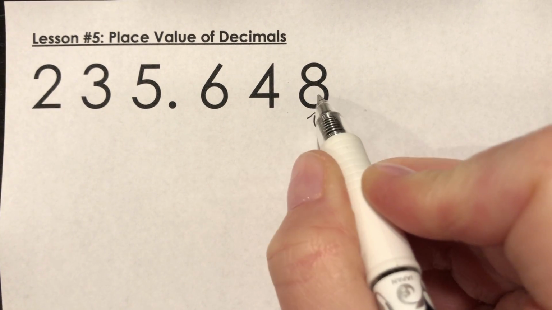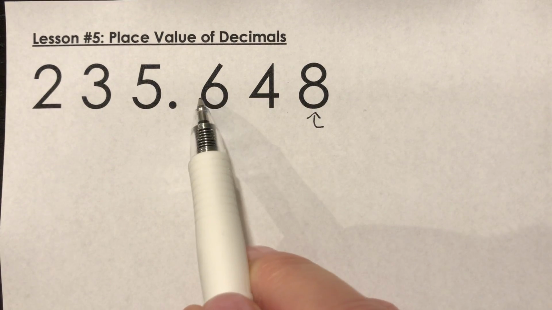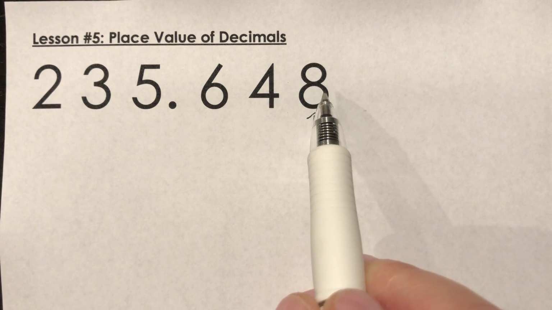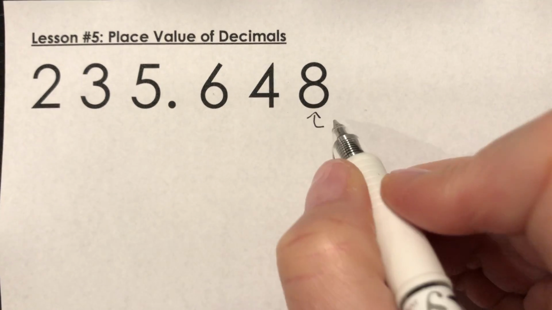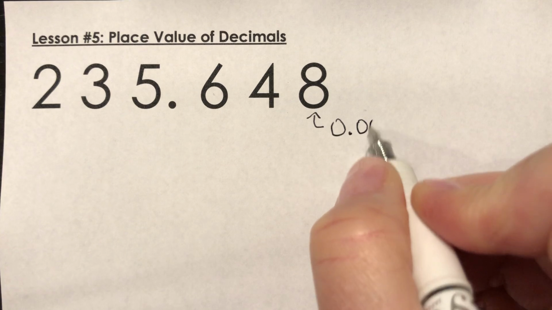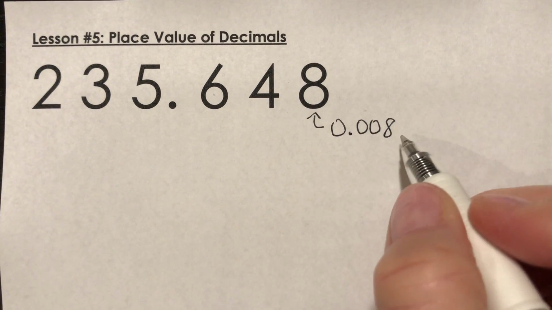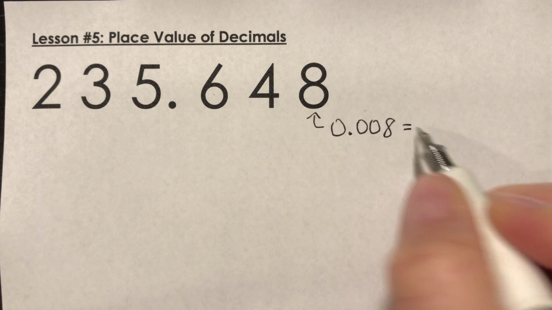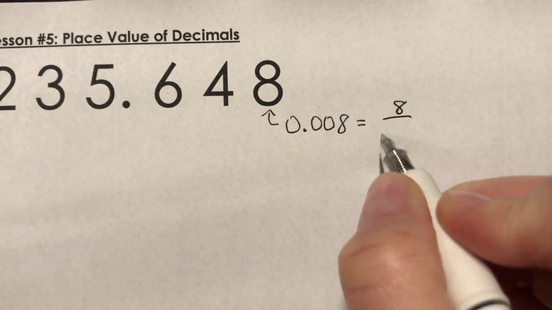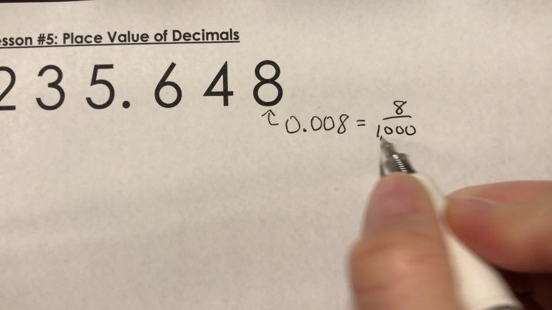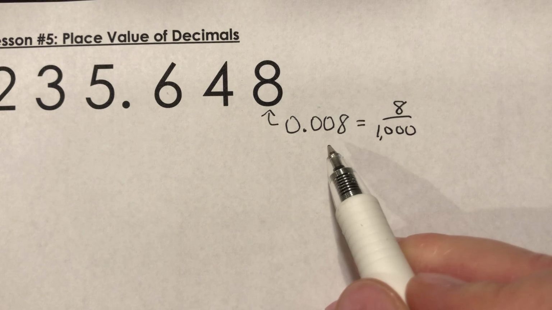So first off, let's start with this 8 right here. Now this 8 is in the tenths, hundredths, thousandths place, right? So this 8 is not worth 8. It's actually worth 8 thousandths. Now that as a fraction I could write as 8 over 1,000. Those are equivalent. This is 8 thousandths, this is 8 thousandths.